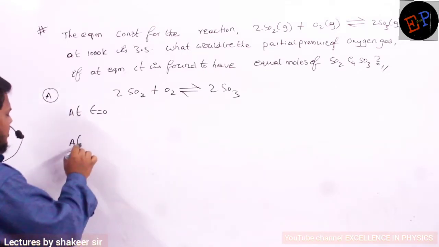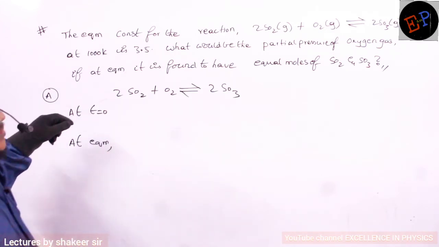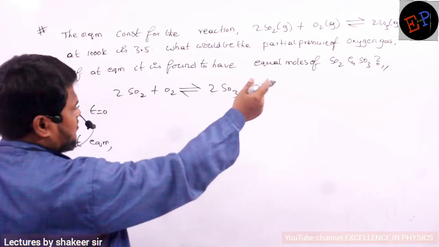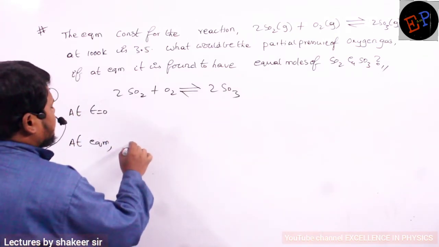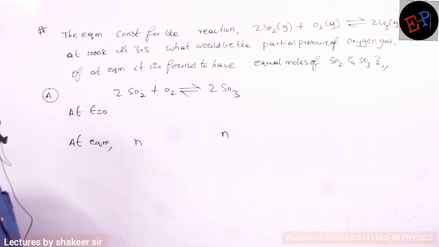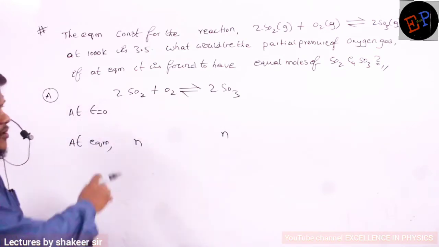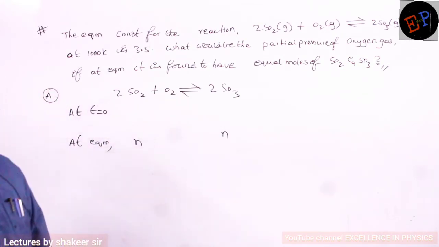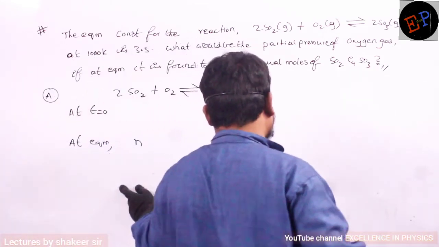But we know how many moles are there at equilibrium. At equilibrium, what he gave: equal number of moles of SO2 and SO3. So you do one thing. You write n moles of SO2 is there and n moles of SO3 is also present. And how many moles of O2 is present? That also I don't know. Any information is not given. So let us see how we can proceed in this problem.